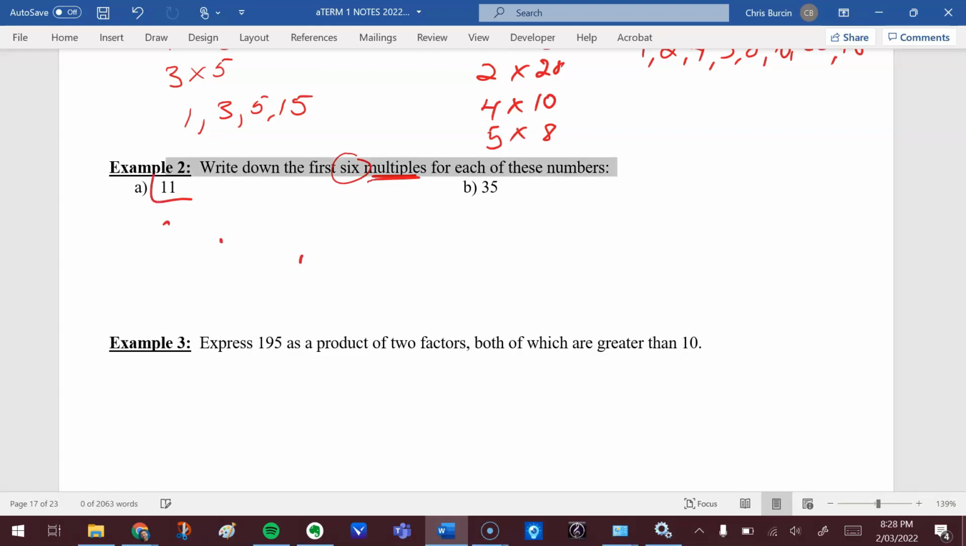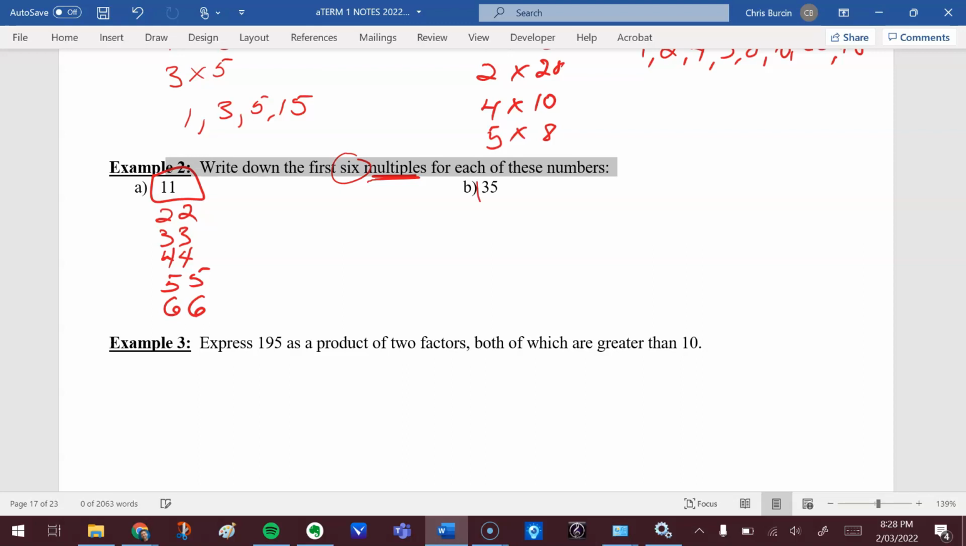So think about multiplying this number by 1. 11 times 1 is 11. 11 times 2 is 22. 11 times 3 is 33. We picked an easy one. 11 times 4 is 44. 11 times 5 is 55. And 11 times 6 is 66. These are all multiples, multiplying that number by the counting numbers.